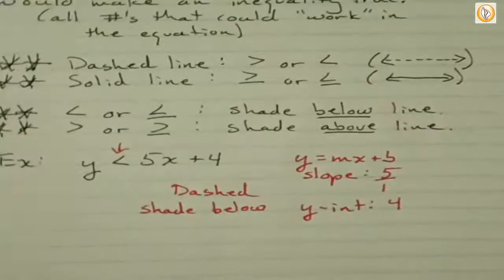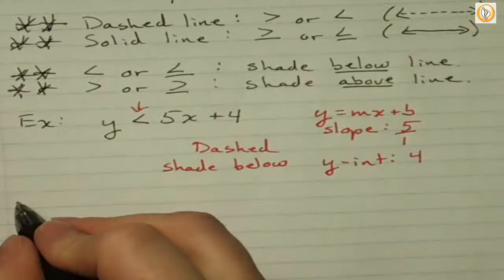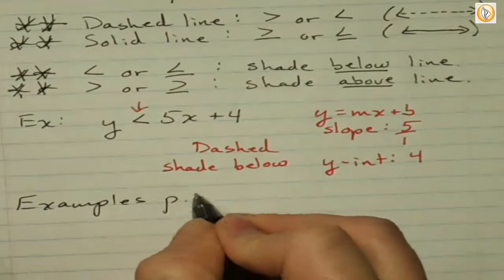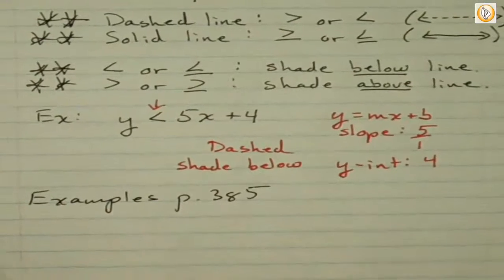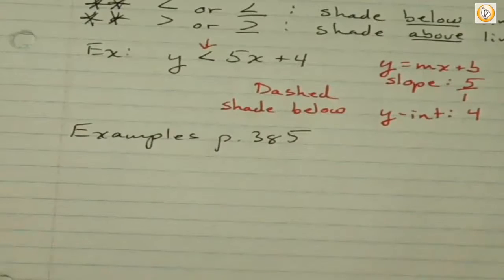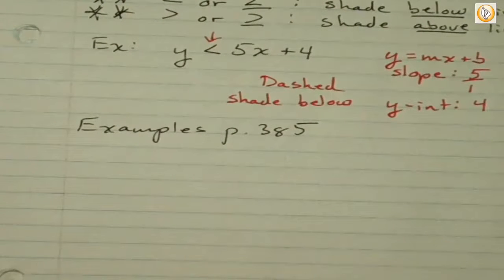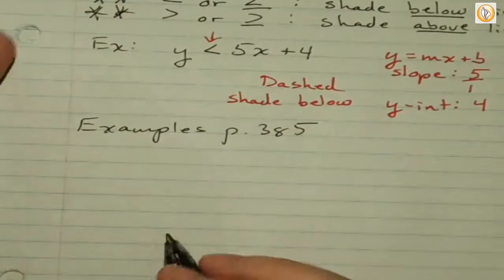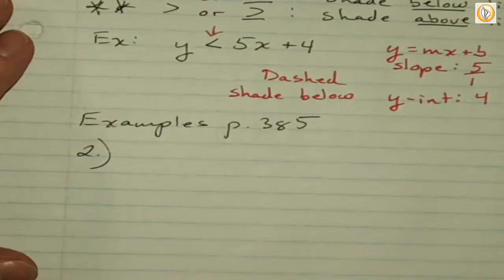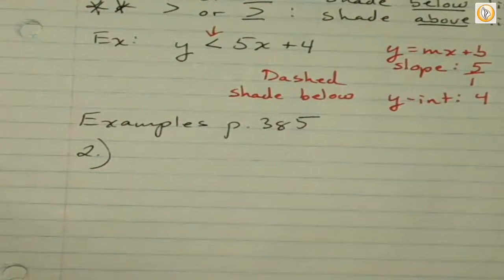Okay, so I want you guys to now open your books to page 385. Do we always have to do dots? No, it's just accuracy. Okay, page 385. I'll just do 2 to make you happy.